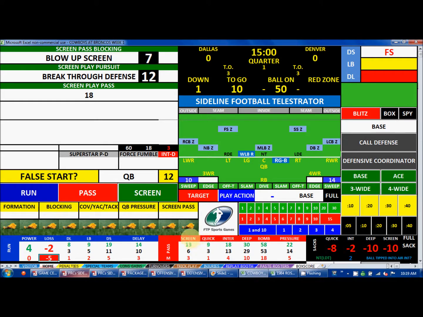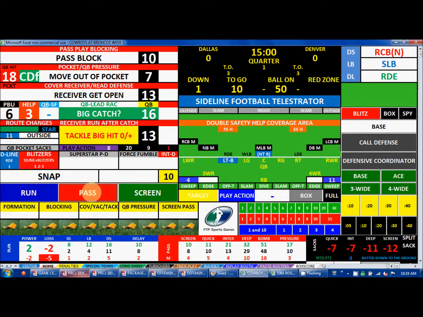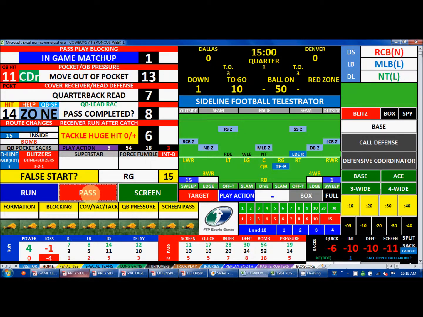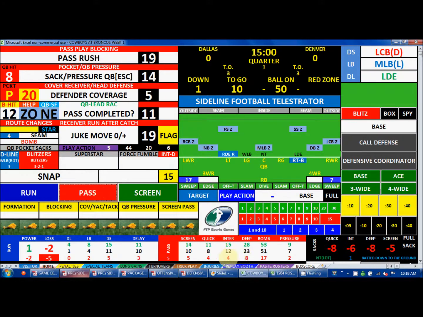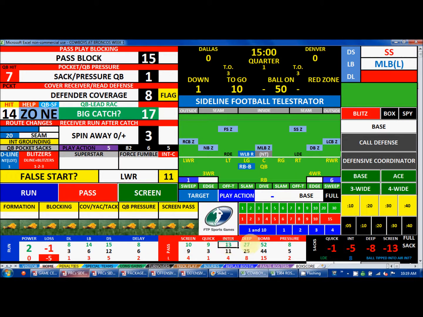And over here, by pass type: screen, quick, intermediate, deep, bomb, and then pressure passes. And then this little letter down here is either going to be M, S, or L. That helps you determine how far an intercepted pass travels. So let's say the quarterback throws an interception on an intermediate pass, the M tells you it's in the middle. This is S for short, M for middle, and L for long. So you would use, in this case, the short number. And if L comes up, you use the long number, depending on the pass route run.